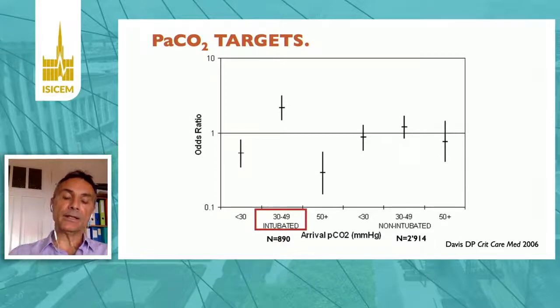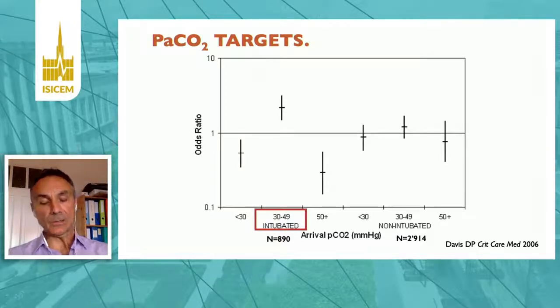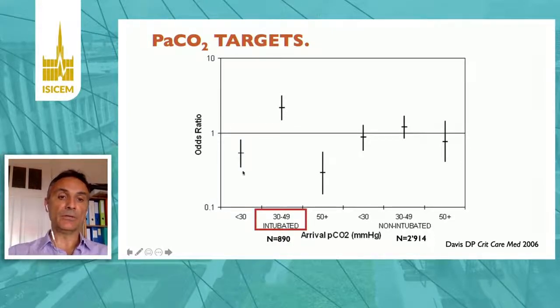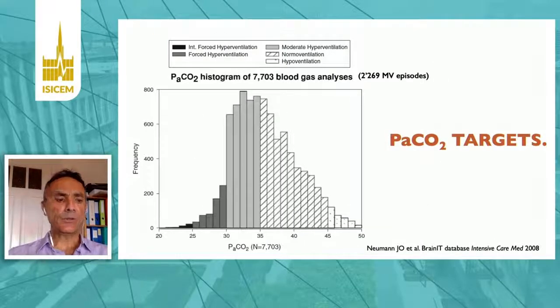Associations show that if you stay in between 30 and 49 in intubated patients with traumatic brain injury, basically you have an odds ratio in favor of a good outcome. So if you are lower or higher, there is an odds ratio which is unfavorable in terms of good outcomes. So staying in between 30 and 49 looks quite okay. And again, when you look at practices, we mostly, in general, use, depending on whether there is or not a problem with ICP, a PCO2 which is around 35, in between 30 and 40.